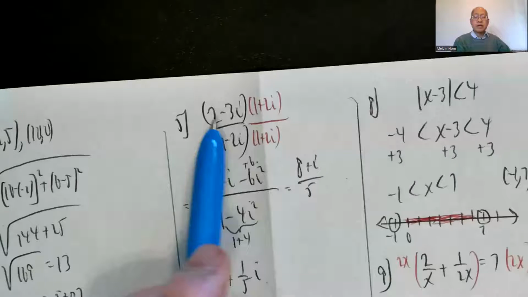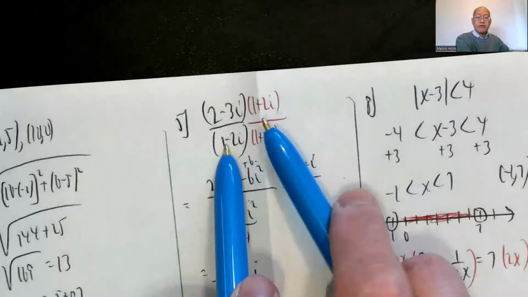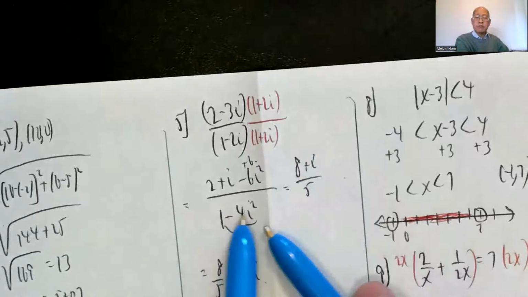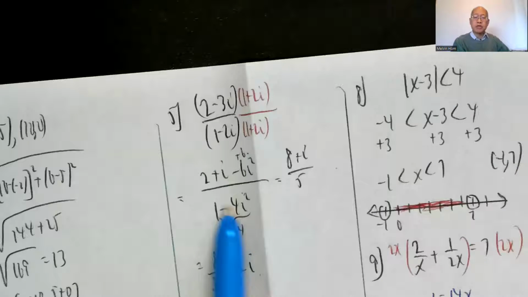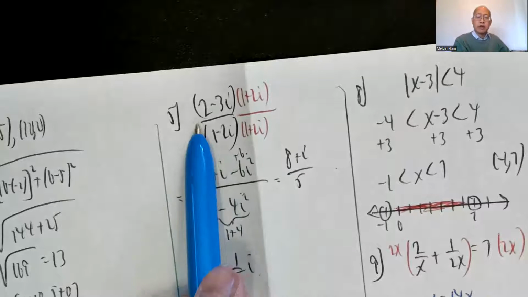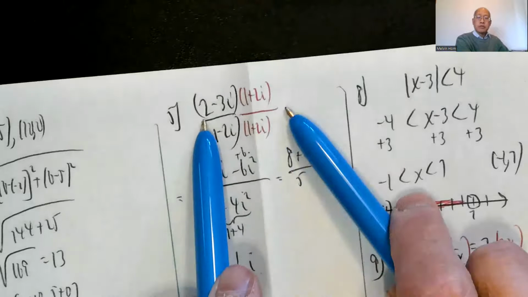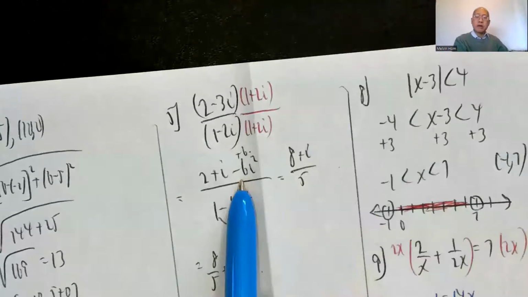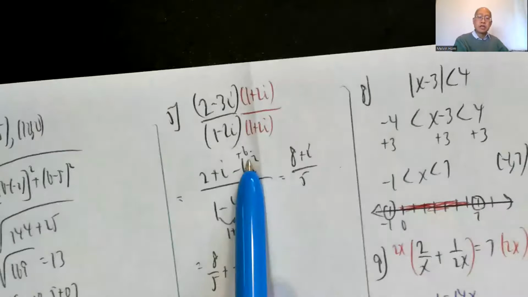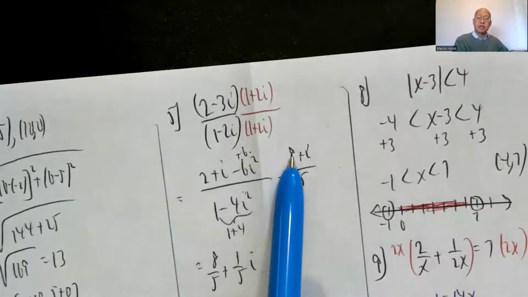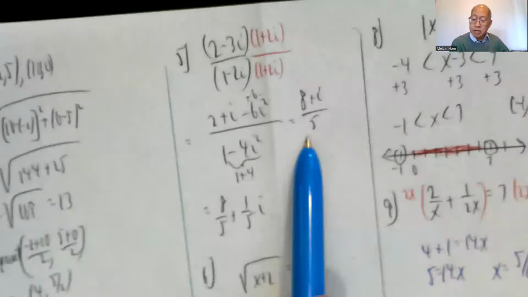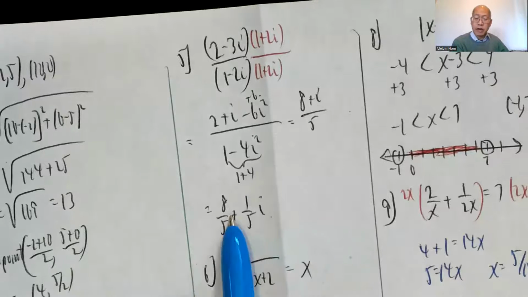Number 5, multiply the top and bottom by the conjugate of 1 minus 2i. That's 1 plus 2i. So the denominator becomes 1 minus 4i squared. That's 1 plus 4, which is 5. The numerator is 2 plus 2i minus 3i is a plus i, minus 6i squared. Minus 6i squared is going to be a plus 6. 2 plus 6 is 8, so (8 plus i) over 5. And then break it up, so you can write it in the form a plus bi, which was the direction. So 8/5 plus 1/5 i.